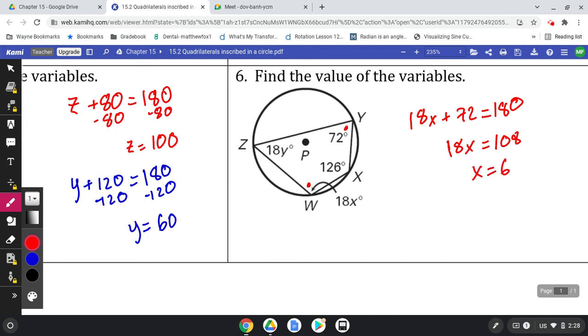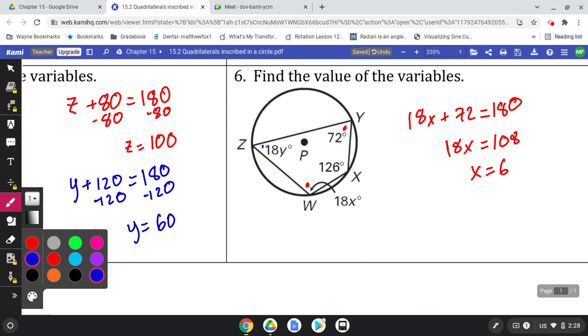Okay, and then in the same way, we can do it with the blue. Here, 18y plus 126 equals 180. We'll subtract that. 18y equals, let's see, that's going to be 54. And then we divide, y will equal 3.